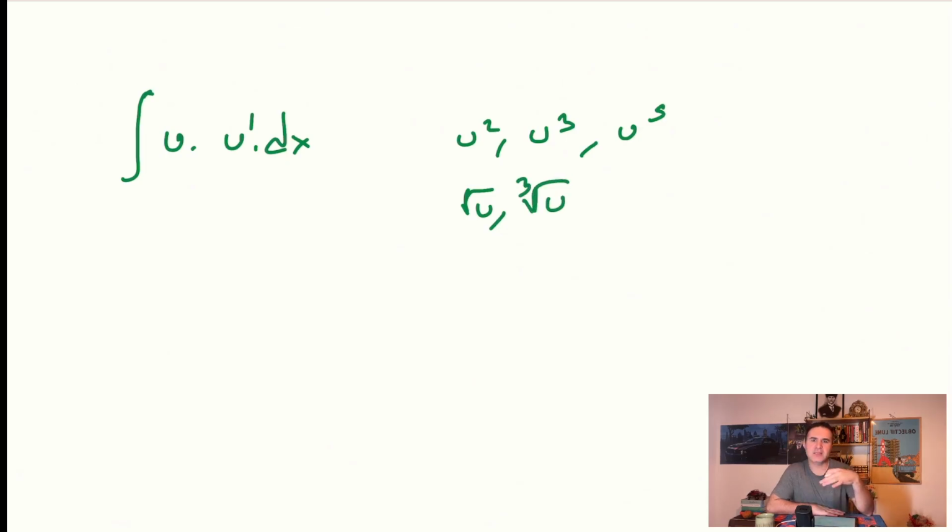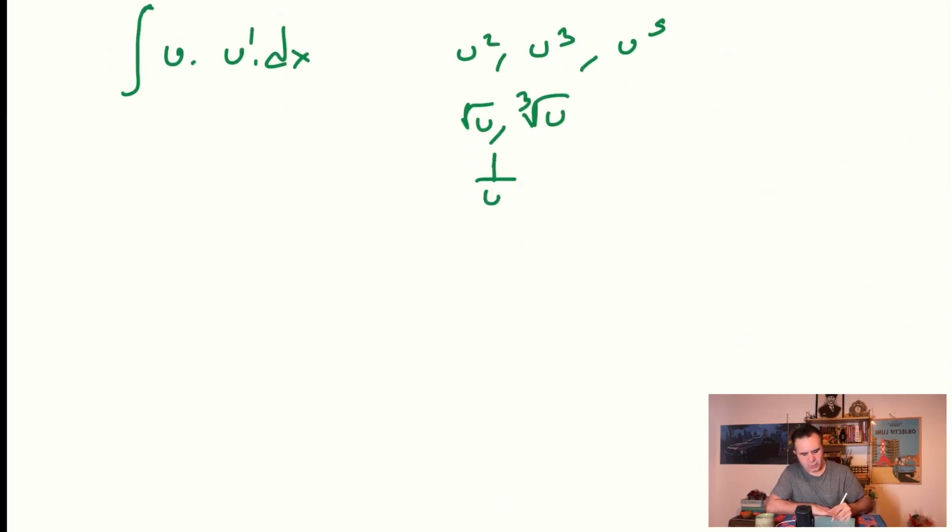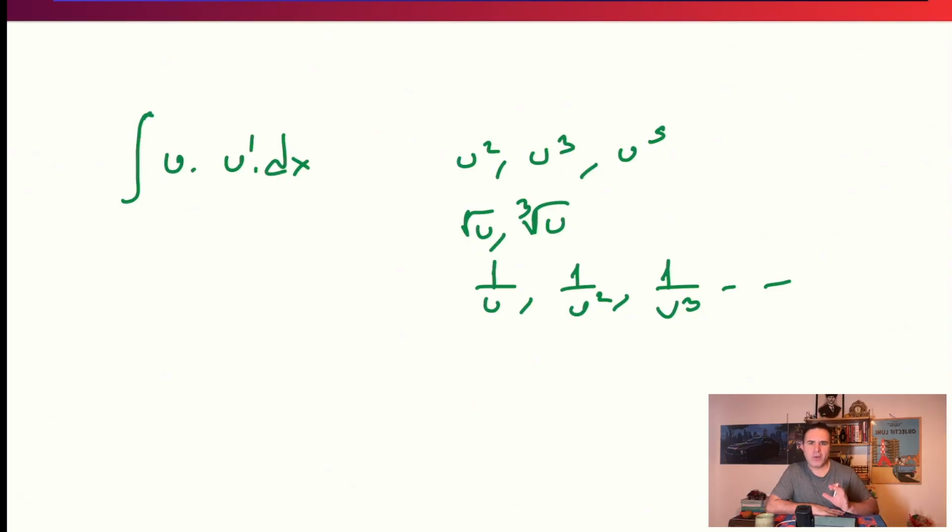And it also may be in the denominator of a rational expression such as 1 over u or 1 over u square, 1 over u cube, etc. What truly matters is that the derivative of that function, u prime, is multiplied by dx. This tells us that we can use here the substitution method.